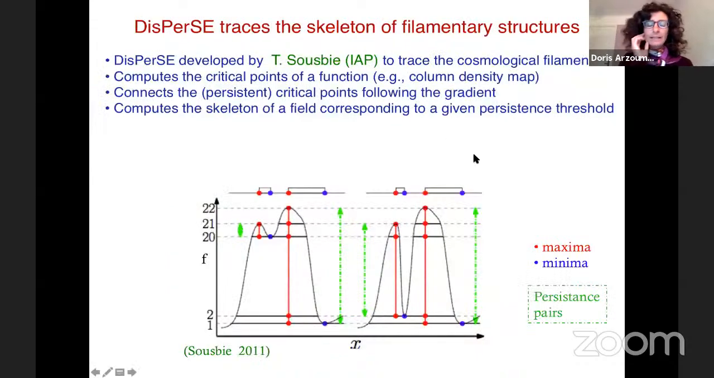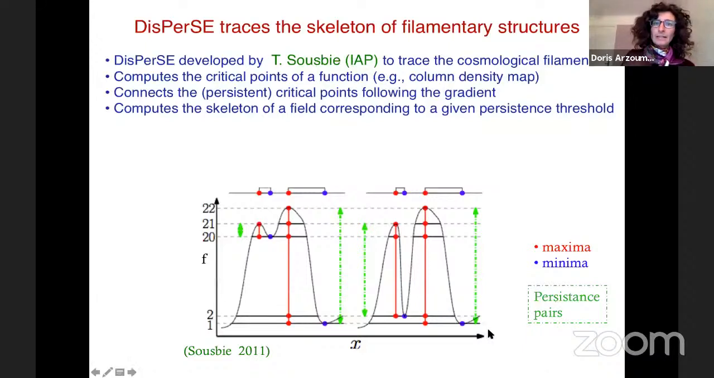So that's why I've been using this code. And basically the idea of the DisPerSE algorithm, which is a very mathematical code, is to measure critical points in a map. So it works in 2D or 3D. It measures critical points, which are maxima, minima, and also saddle points. And then when all the critical points are detected, the critical points are connected following gradients, which means the crests of filaments. And there is one, let's say, most important input parameter for DisPerSE, which is called the persistence threshold.